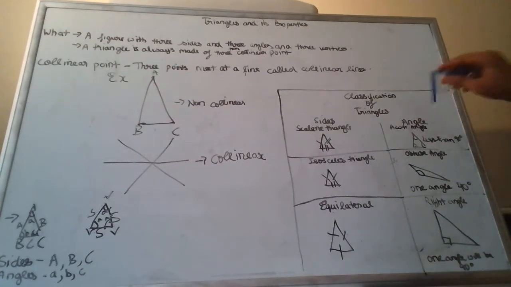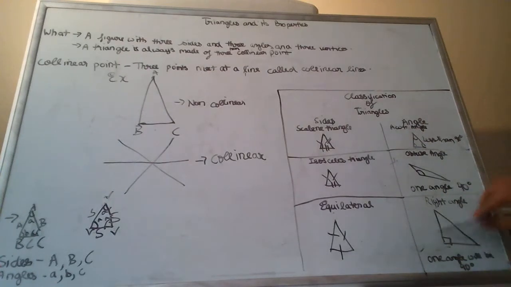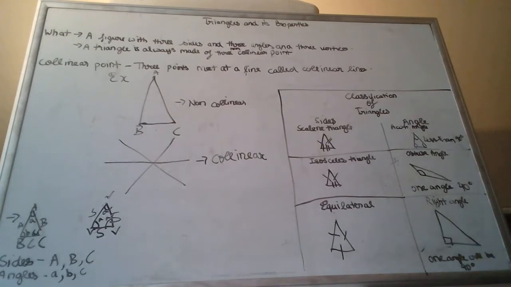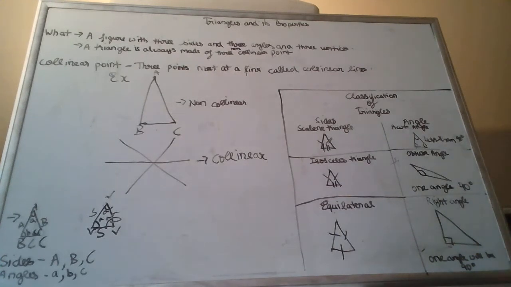Now let's come to angles. An acute triangle has all angles less than 90 degrees. An obtuse triangle has one angle more than 90 degrees. In a right triangle, one angle is exactly 90 degrees. All are related to 90 degrees: in acute it is less than 90, in obtuse it is more than 90, and in right the angle is 90.